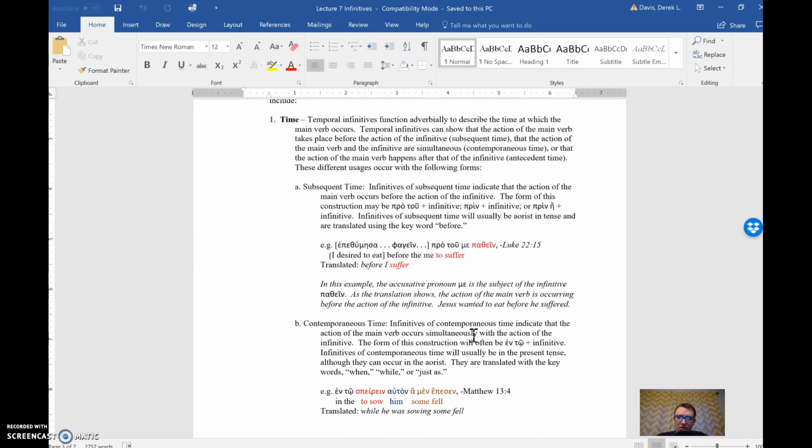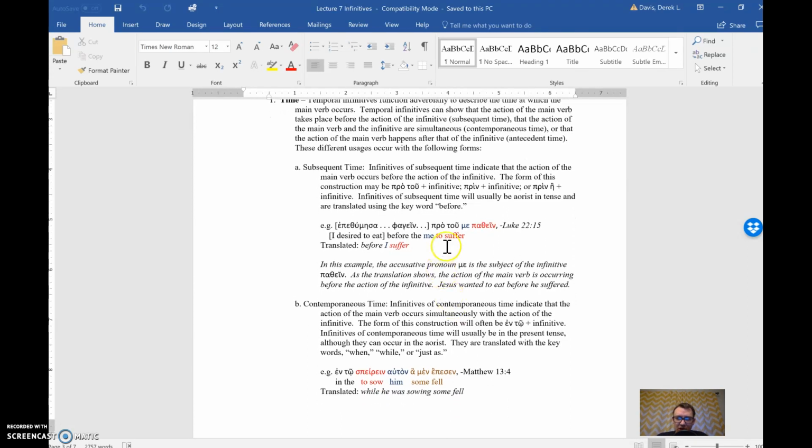So, for example, it can refer to subsequent time, in which case it will have a particular construction, which I've noted for you here. And then as the infinitive follows it, it will either be with a definite article or without, with these particular prepositions. And it would be translated before. In other words, the main verb is happening subsequently to the infinitive. So the example I give here out of Luke 22:15, I desire to eat before I suffer.